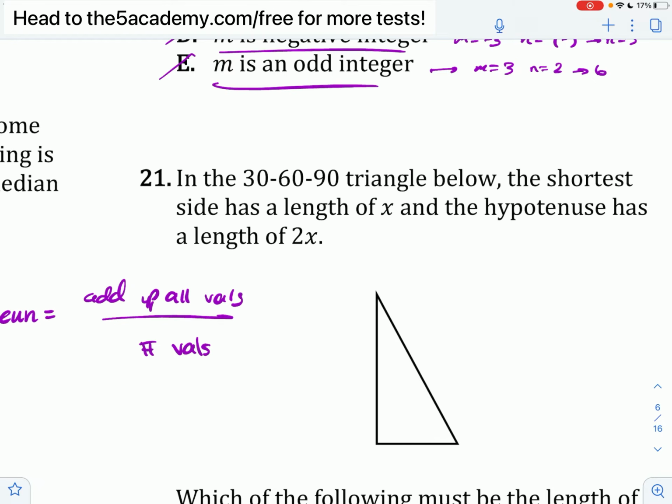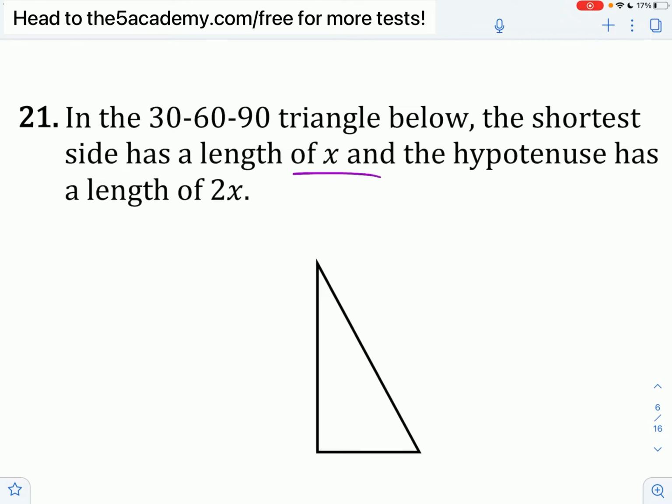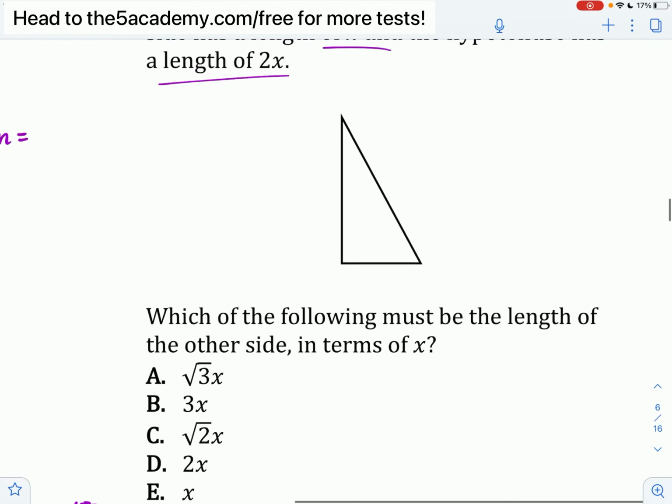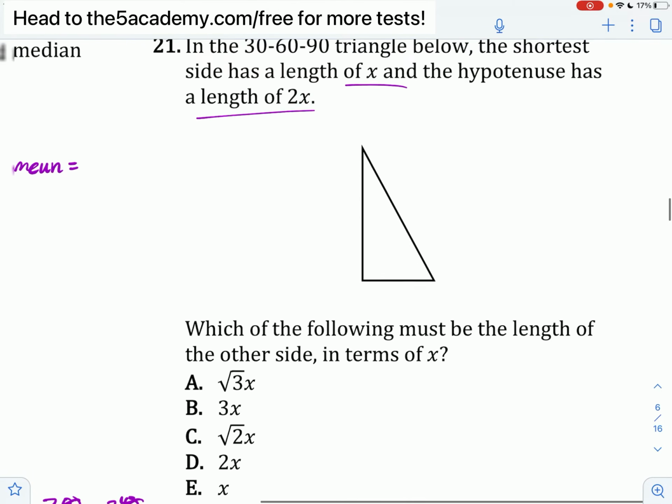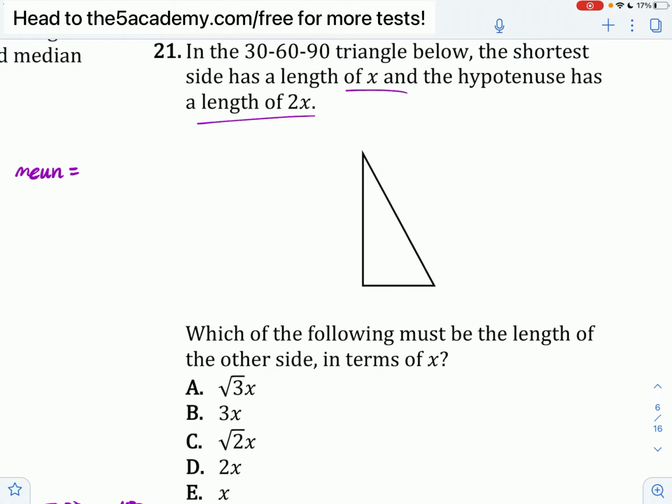Let's do problem number 21. So we have a 30, 60, 90 triangle below. The shortest side has a length of x and the hypotenuse has a length of 2x. So which of the following must be the length of the other side in terms of x? Okay, so the way we can do this is first assign the sides. So the shortest side is x. The hypotenuse is 2x. How do I know that's the hypotenuse? It's because here I clearly have a right angle, and the right angle opens up to the hypotenuse, the longest side. Okay?